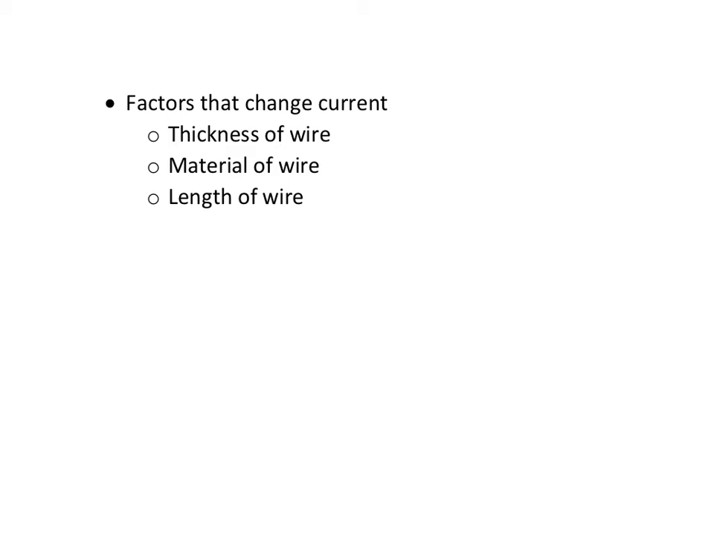Factors that are going to affect current would be the thickness of the wire, the material of the wire, or the length of the wire. All of those things would determine what kind of current you have. We're not going to worry too much about any of those things, but just know that those are what can change current.